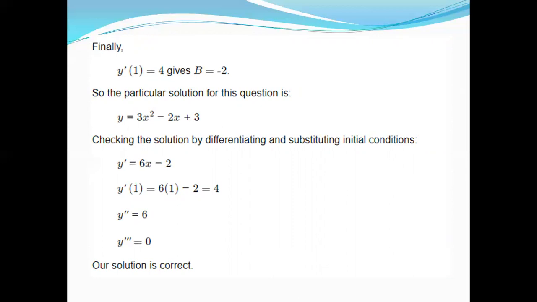Now checking the solution by differentiating and substituting initial conditions. So y dash is equal to 6x minus 2. क्यों? जब हम 3x स्क्वायर का डिफरेंशिएट करेंगे, this is 6x. So y dash(1) is equal to 6 into 1 minus 2, that is 4. So y double dash is equal to 6 and y triple dash is equal to 0. So our answer is correct.